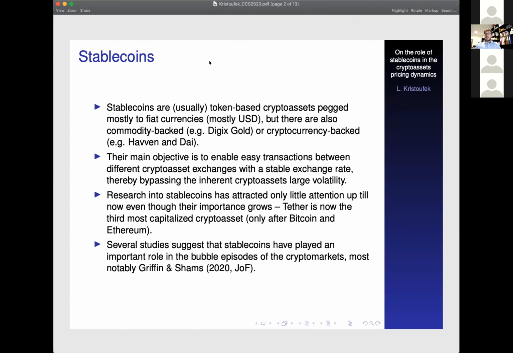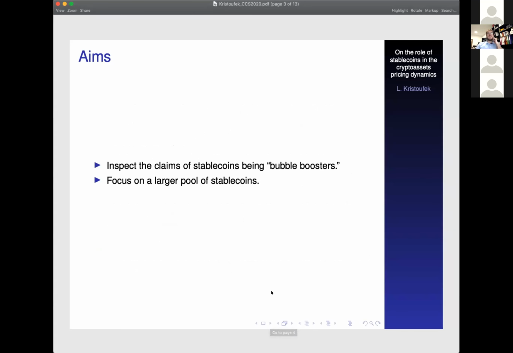Several studies suggest that stablecoins have played an important role in the bubble episodes of the crypto markets, mostly in 2017. And there is this paper from 2020 in the Journal of Finance that talks about it. So even in the very mainstream and very top-notch journal, there is this kind of argumentation. Even though it took a very long time, the paper is originally, I think, from 2018. It took quite some time. It was quite controversial. I mean, the authors were sued or something by Bitfinex or something. So it was quite crazy.